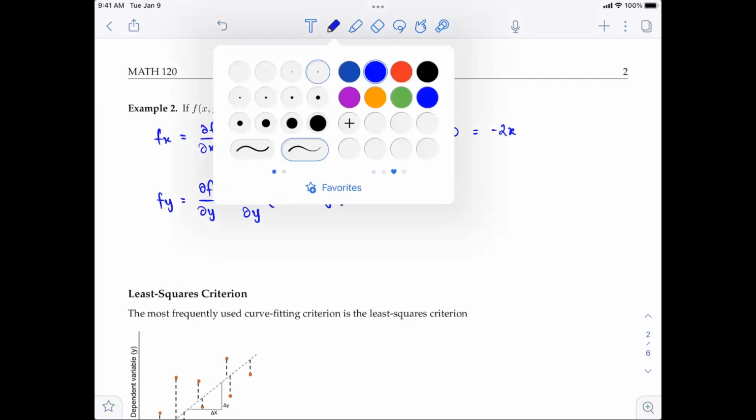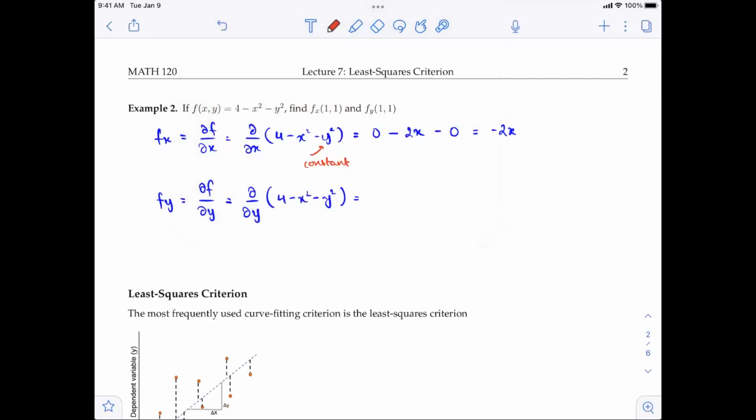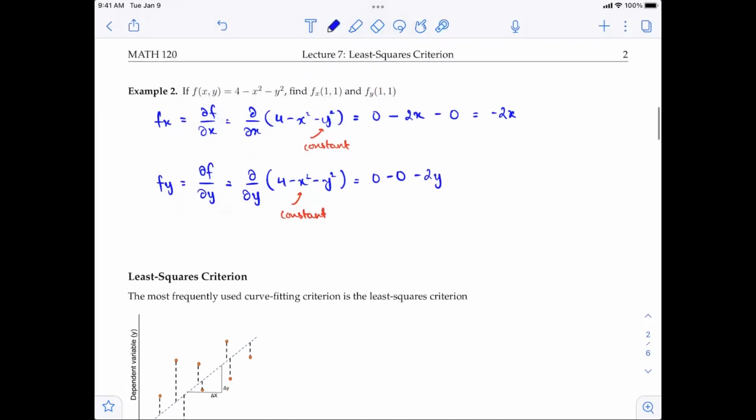So again, in this context, x is a constant, right? So this is the constant. Now you take the derivative: the partial derivative of 4 with respect to y is 0. The derivative of this constant is also equal to 0. And the derivative of negative y squared is minus 2y.